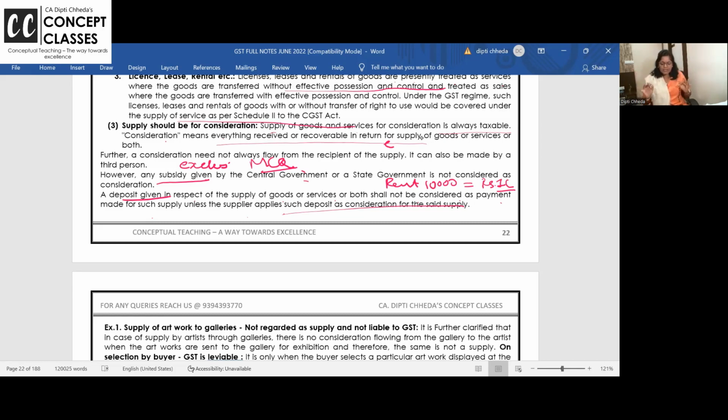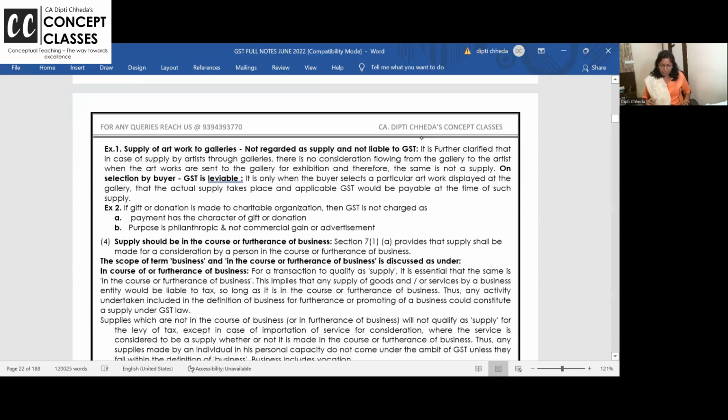Right now, once again, I want to repeat: supply is for consideration, but consideration excludes subsidy and deposit. You pay GST on a telephone bill? Yes. But for getting that postpaid connection, do you need to deposit money? Yes. On that deposit, is GST charged? No. But when you want to cancel and say use the deposit for my last month's bill, now that deposit has become supply for consideration. Will GST be charged? Yes. That's a simple way of learning.